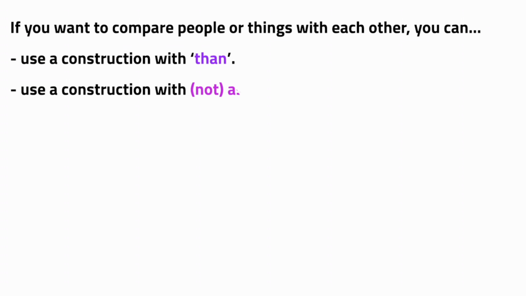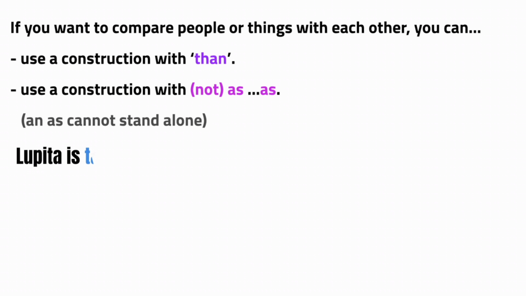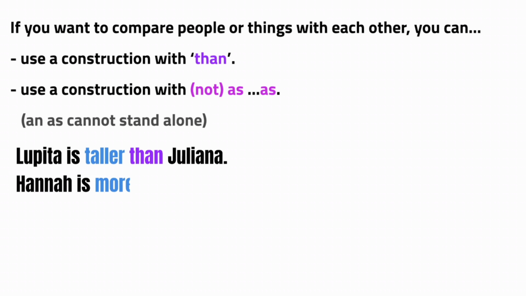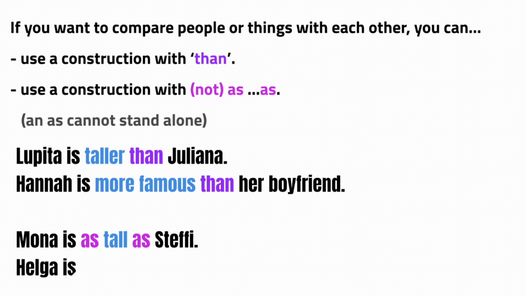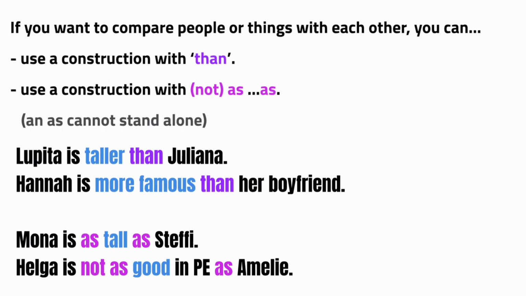Tom is older than Lisa. Or you can use a construction with not as blah blah blah as. An as cannot stand alone. If you use the construction with as, there is always an as before the adjective and an as after the adjective. Lupita is taller than Juliana. Hannah is more famous than her boyfriend. Mona is as tall as Steffi. Helga is not as good in PE as Amelie.